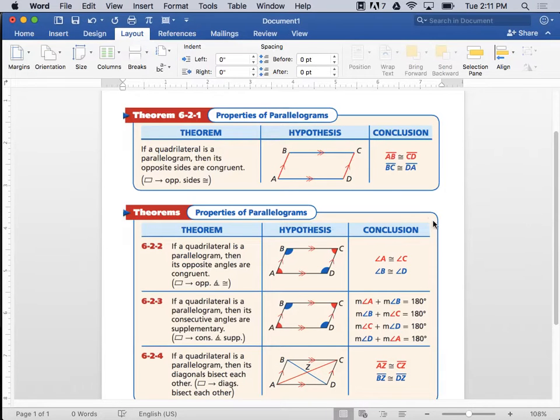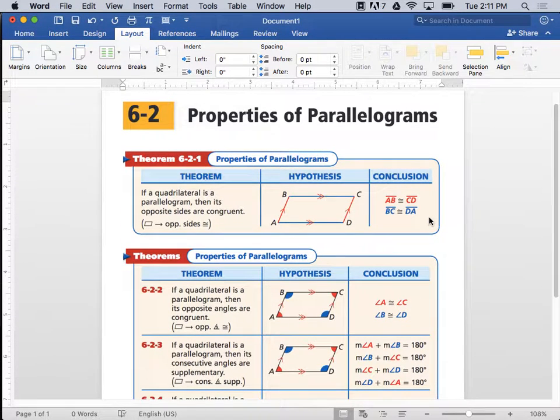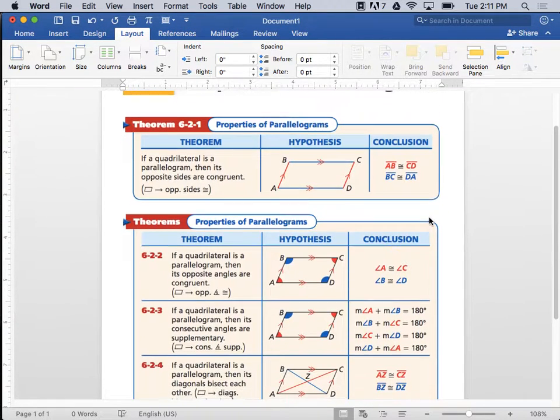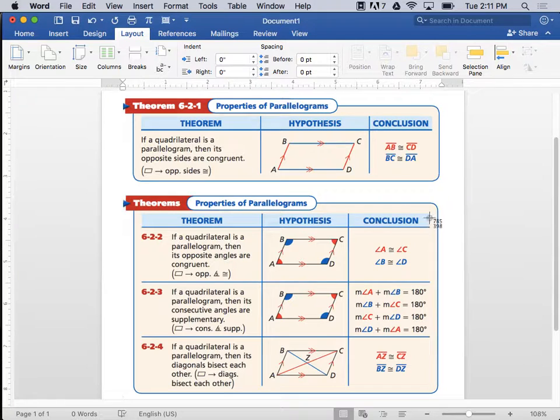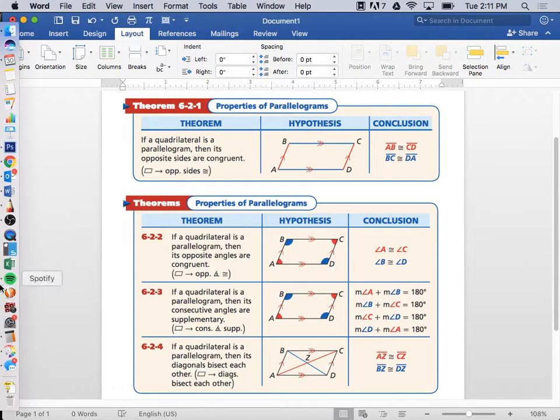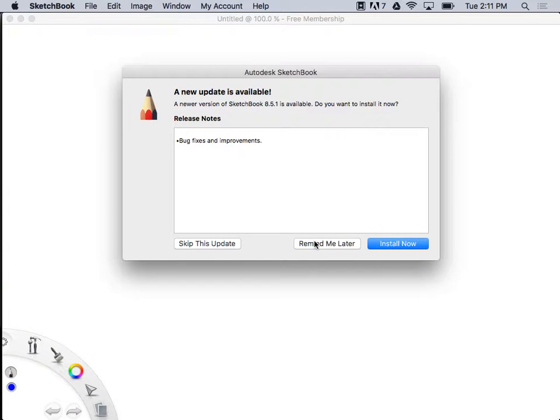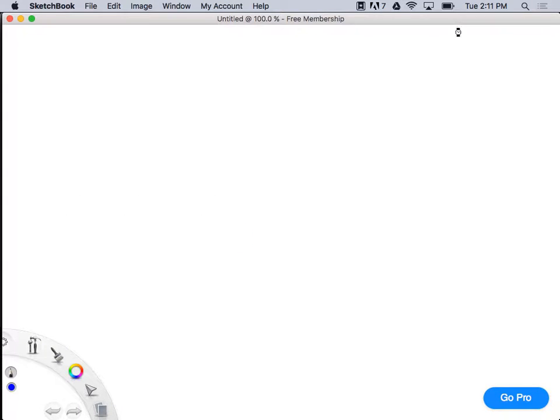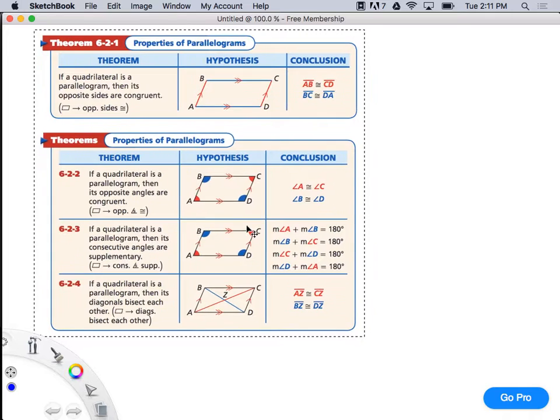Paper in front of you. What are we doing today? Lesson 6.2, properties of parallelograms. This is a preview of the entire lesson right here. This is everything that you need to really know for your lesson, and the rest of it is just applying some things.